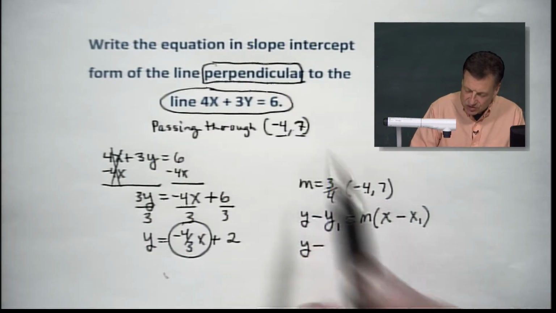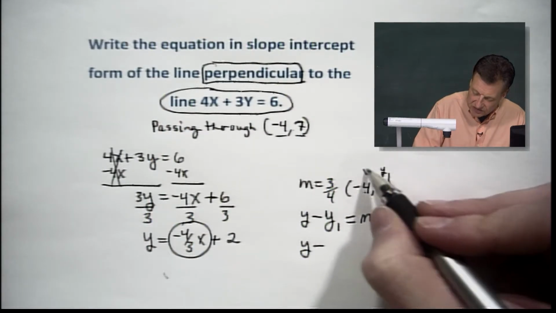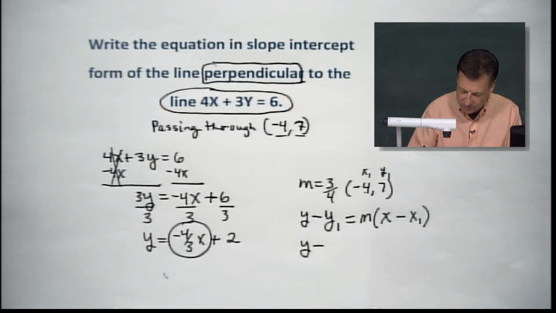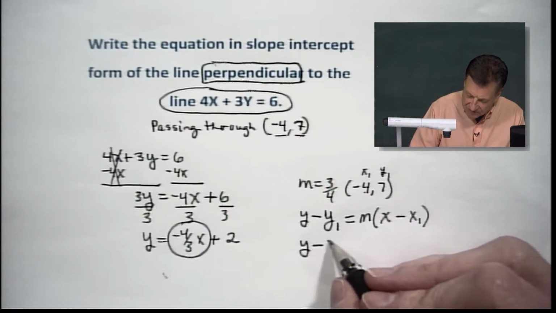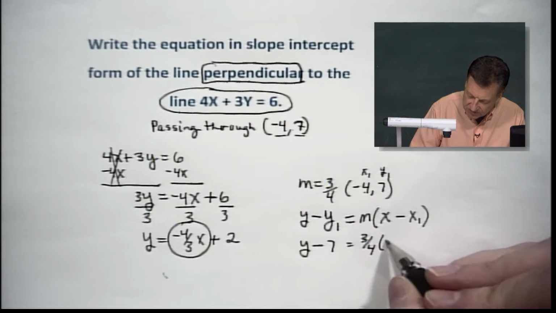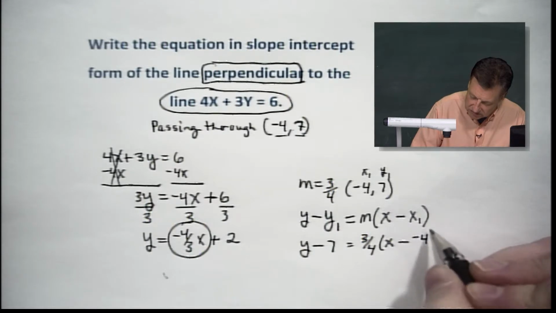So let's put our numbers in here. We know our y1, there it is, there's y1, and there's x1. So it's all formulaic. It's all using this grand formula we call the multipurpose formula. We'll put a 7 right there. It equals 3/4 times x minus that -4.